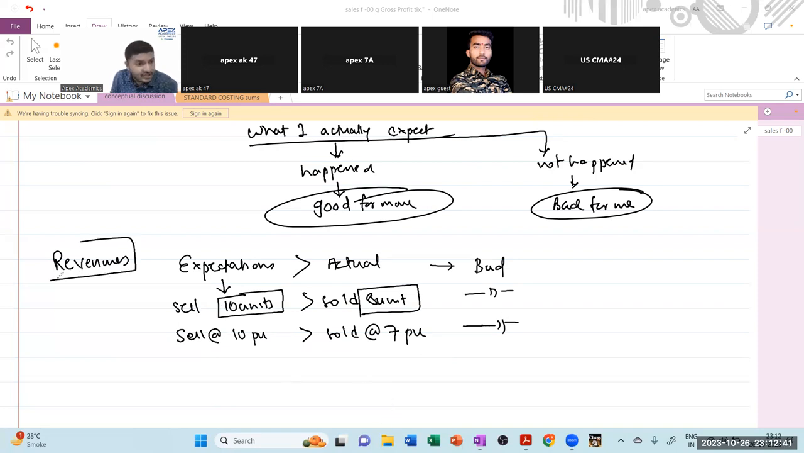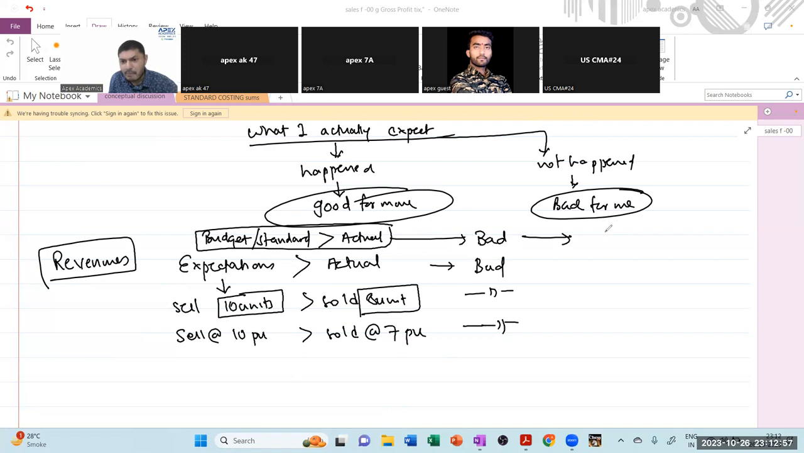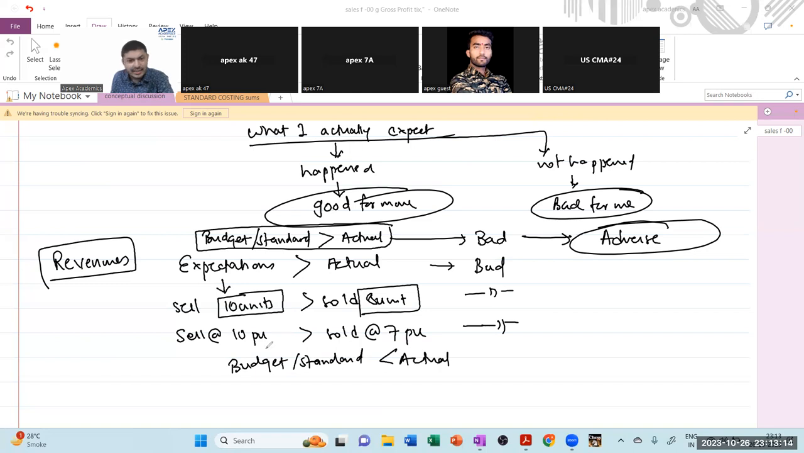तो रेवेन्यूज के केस में when the budget or the standard, another term for budget is standard, exceeds the actual, it is always bad, and bad in variance analysis is referred to as adverse. But in the case of revenues, when budget or standard is less than actual, it is actually good and it is called as favorable.